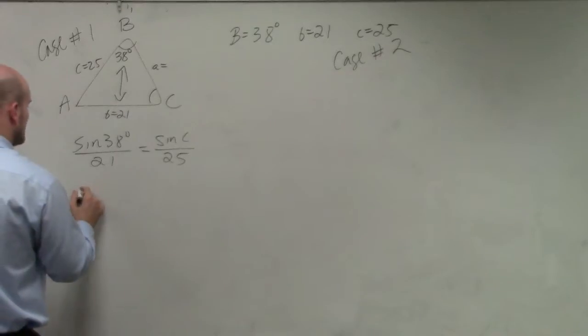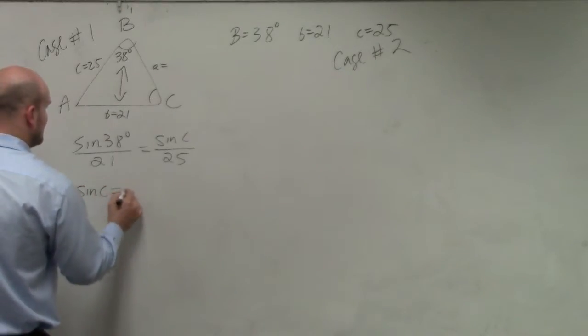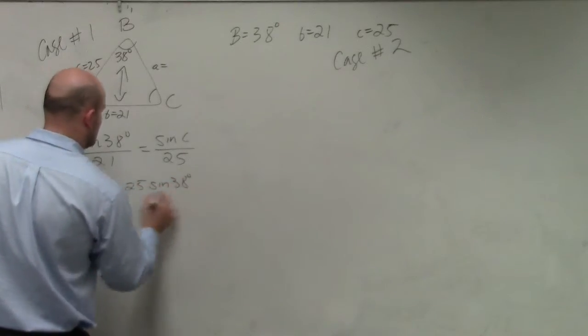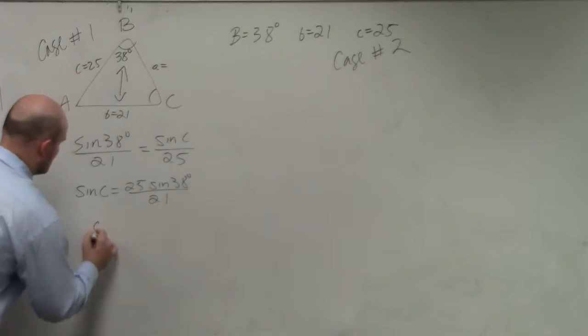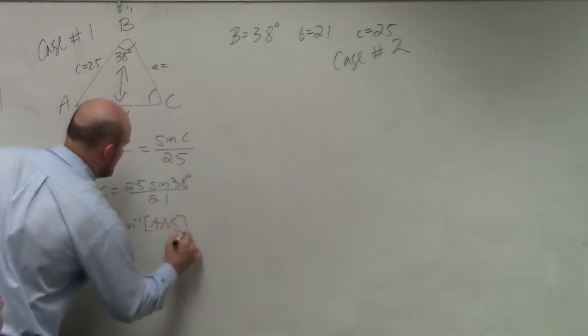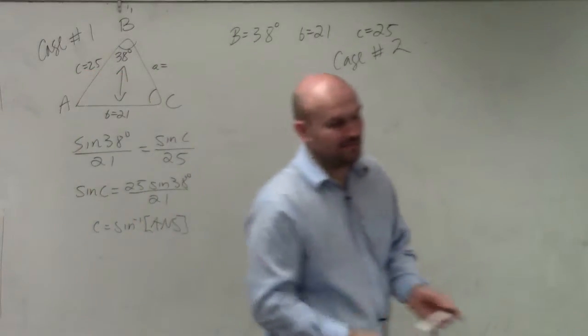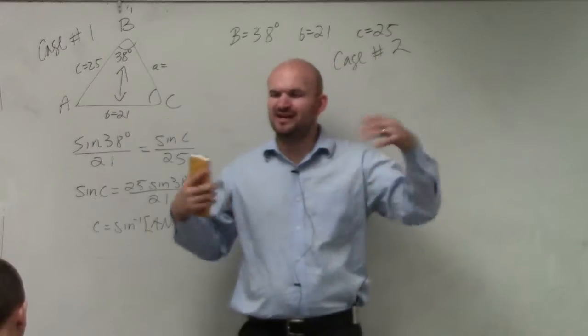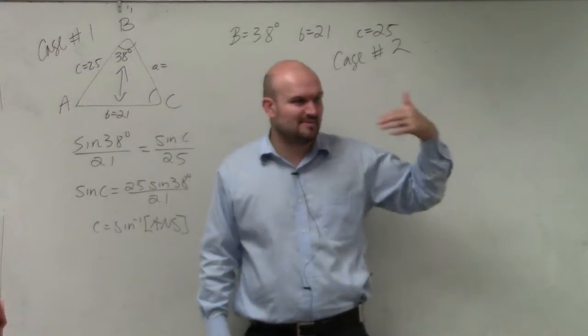Multiply by 25 on both sides. Sine of c equals 25 times sine of 38 degrees all over 21. C equals sine inverse of whatever that answer is. So in your calculator, you can do that separately, which I would recommend, or you can type it into your calculator. So I'm going to kind of reiterate the 3 steps that people make mistakes on.